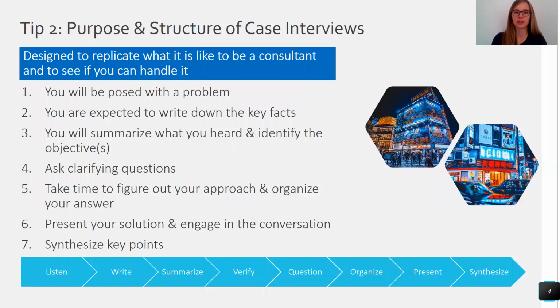You will ask clarifying questions to get more information. You'll then pause, take time to figure out your approach and organize your answer. You'll present your solution and engage in the conversation back and forth. And you'll ultimately synthesize the key points.